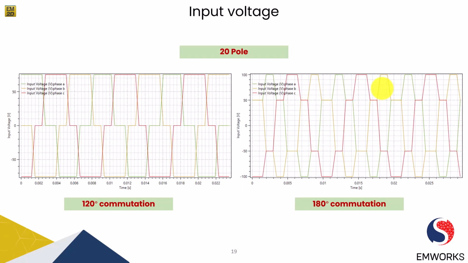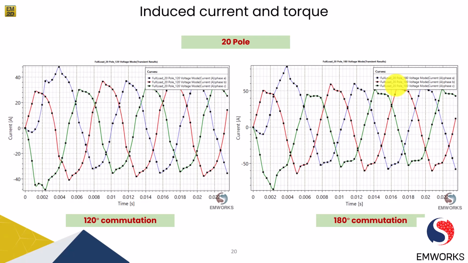Next comes the 20 pole design. The same magnitude of voltage is applied but at a different frequency, because for 20 pole obviously the frequency will be different compared to the 16 pole design. Let's look at its results, and a similar pattern was observed. The current was higher in case of the 180 degree mode of commutation, and if I compare the shape of the waveform, it's almost similar, just the magnitude is changing, and it's all due to the different voltage applied in both cases.